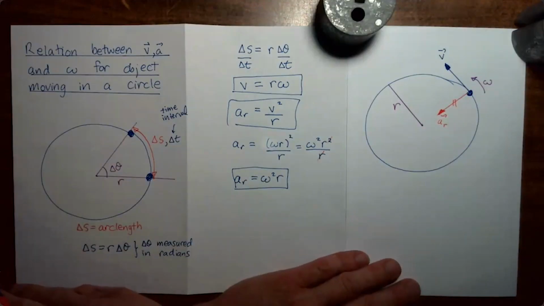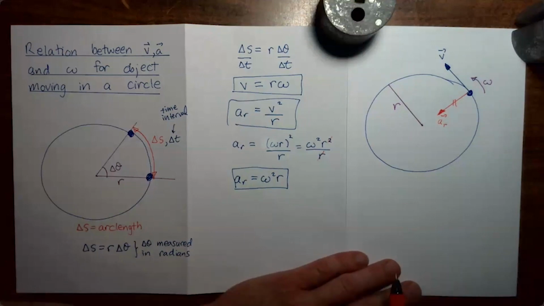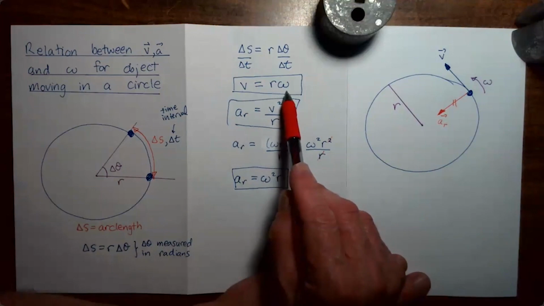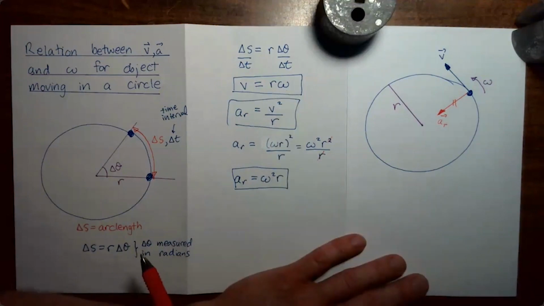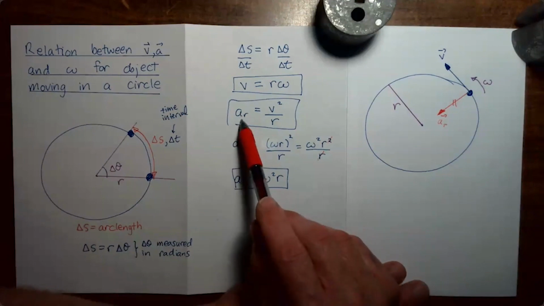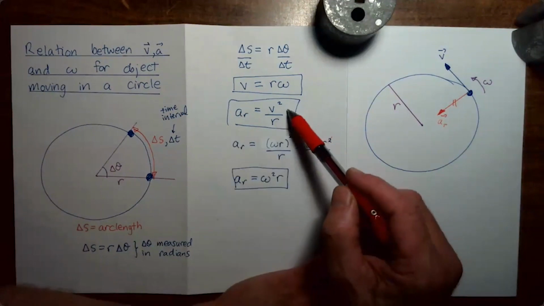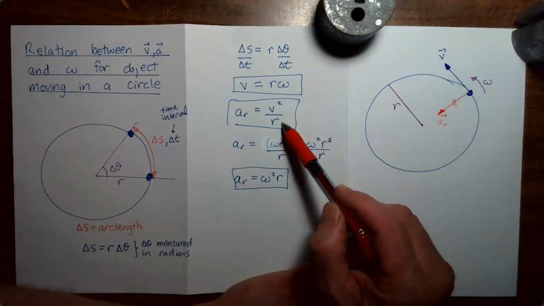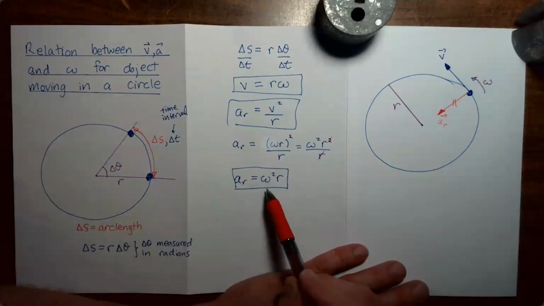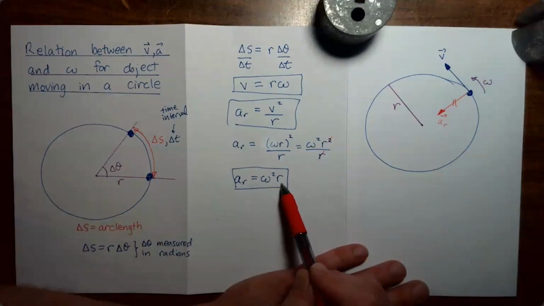To sum up, in this video, we have learned several equations which describe the velocity and acceleration of an object moving in a circle. First, the speed of the object is equal to the radius of the circle times the angular velocity of the object. An object moving in a circle will always have a radial acceleration which points to the center of the circle. The magnitude of the radial acceleration can be expressed as the square of the speed divided by the radius of the circle, or the magnitude of the radial acceleration can be expressed as the square of the angular velocity times the radius of the circle.